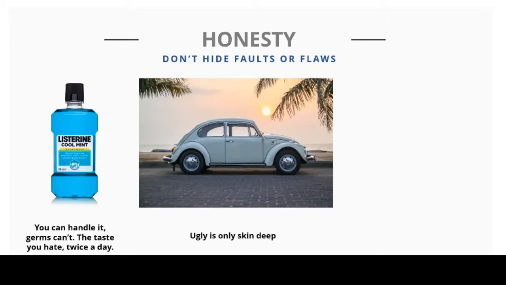When the VW Beetle was introduced, it was considered ugly. I actually think it's quite cute. But instead of shying away from this, one of their taglines became, "Ugly is only skin deep." Not sure how effective that would be in this day and age, but it did wonders back then.